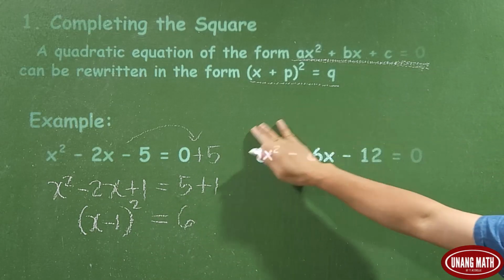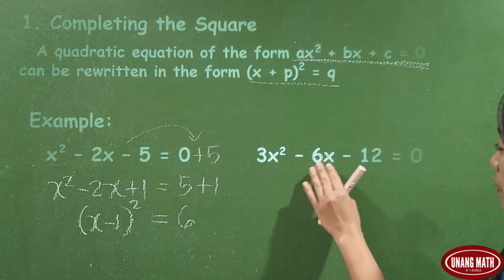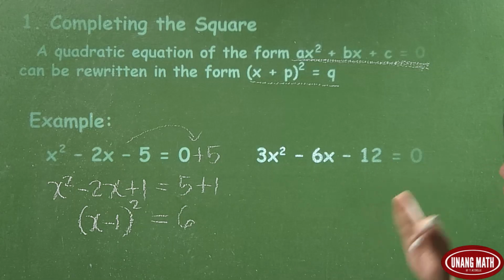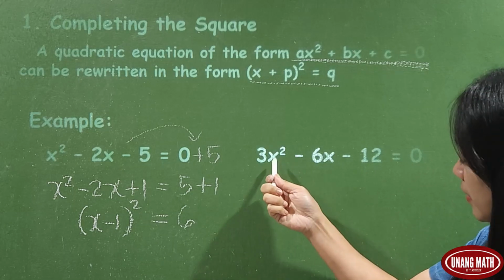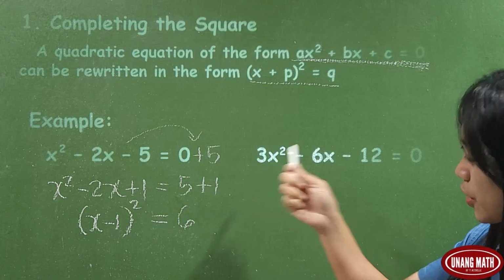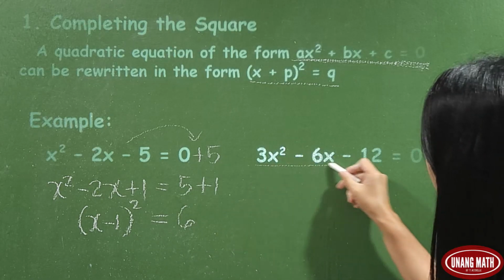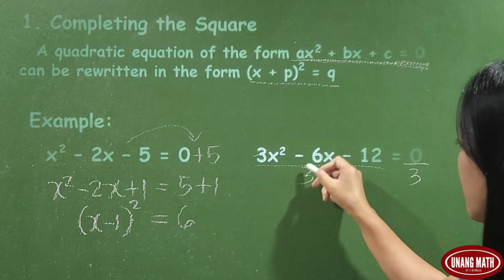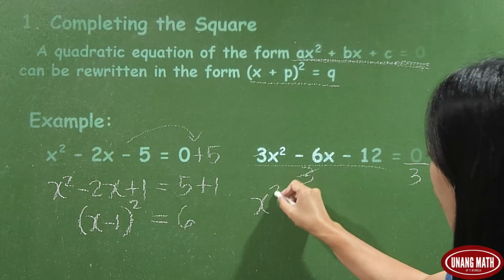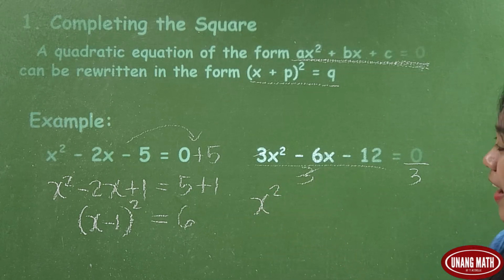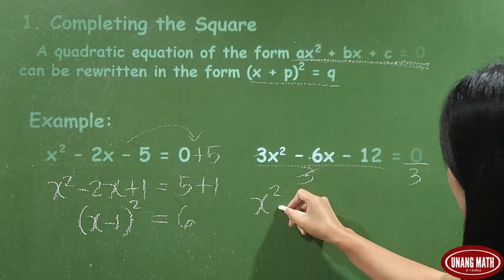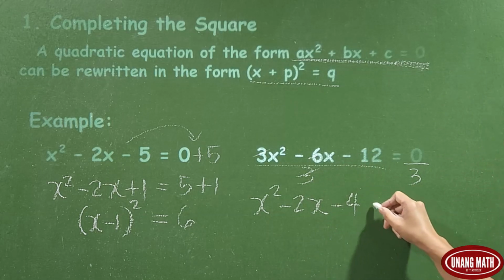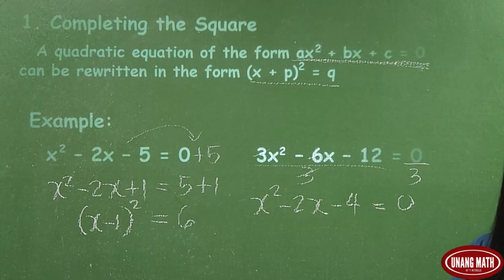Okay, what about this another example? 3x squared minus 6x minus 12 is equal to 0. Okay, first thing we need to do here is, since the coefficient of x squared here is 3, we are going to divide this by 3, this side also by 3. So now, the coefficient of x squared is 1. So x squared, and this is minus 2x minus 4. And this is equal to 0.